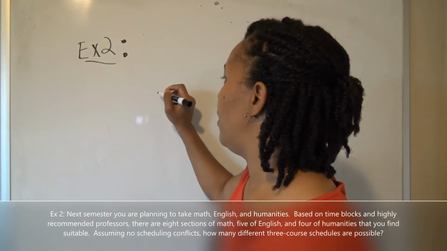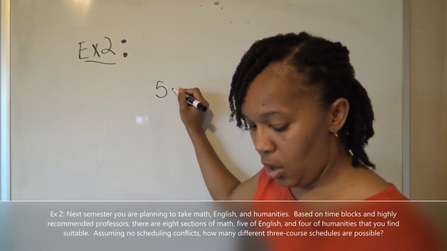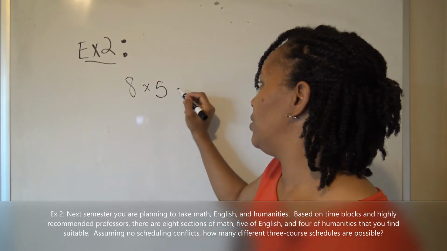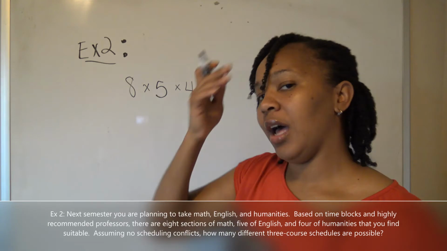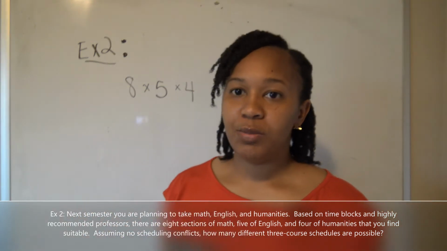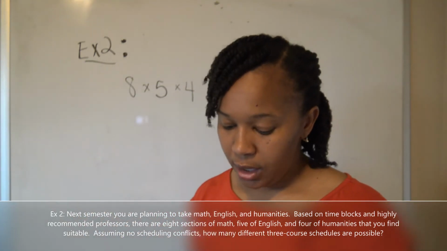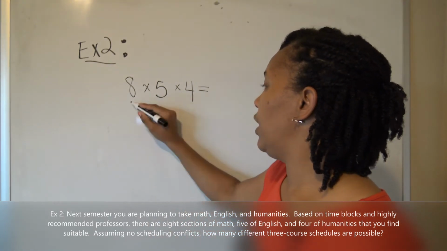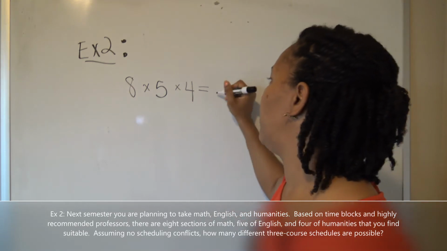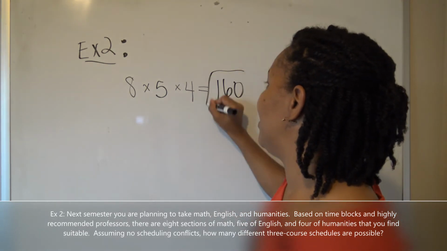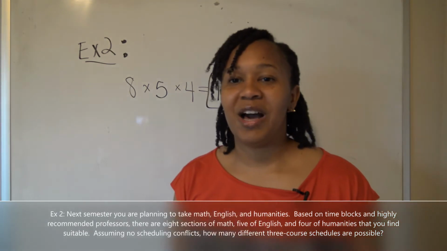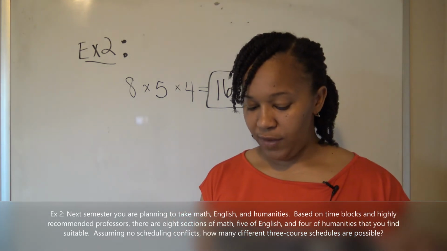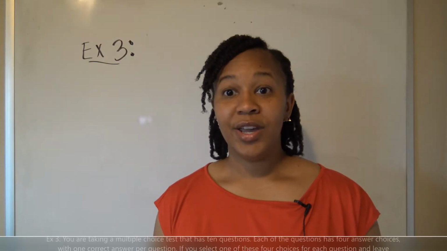So there are 8 math options. There are 5 English options, and there are 4 humanities options. So to figure out how many possible 3-course schedules are possible, you will multiply those all together. So 8 times 5 is 40, and 40 times 4 is 160. So that means you can create 160 possible ways you could take those 3 courses based on the options that are available for you. So here's another example.